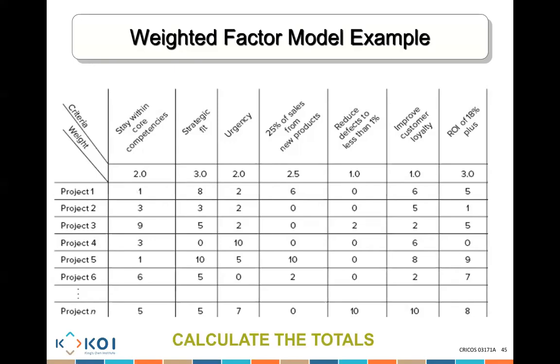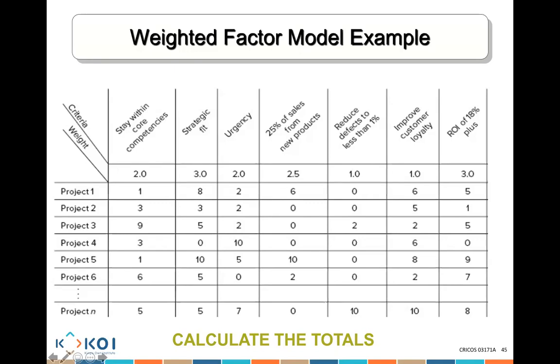Now, we need to calculate the totals. So, guys, focus with me. I need you to write in front of you now. If project 1 is only giving me a ranking of 1 when it comes to staying with core competency, the weight of it is 2. So 2 multiplied by 1 gives me 2. Write it in front of you, 2. Then for project 1, strategic fit, 3 multiplied by 8. What's the total? 24. So that's 2 plus 24.